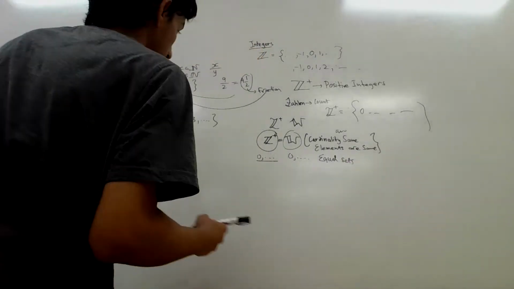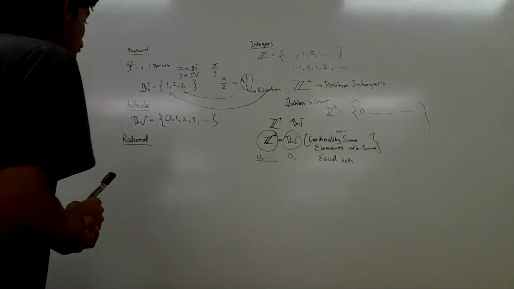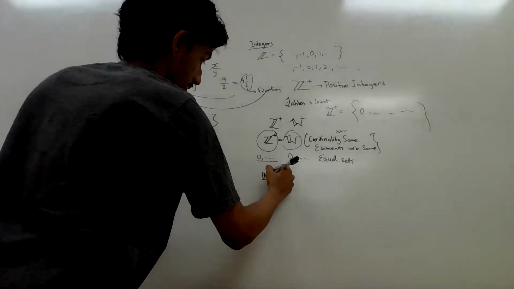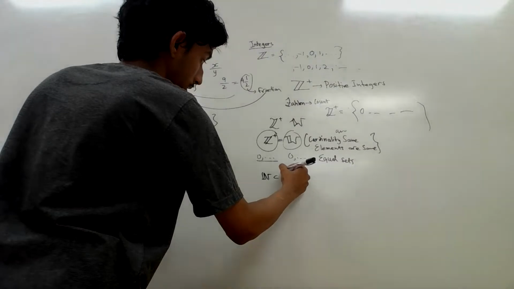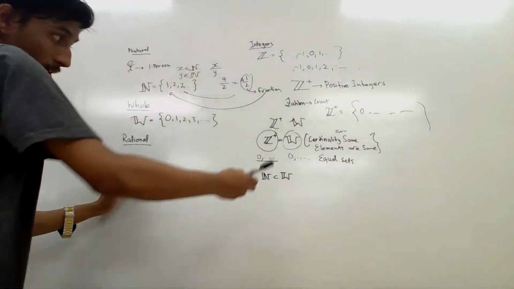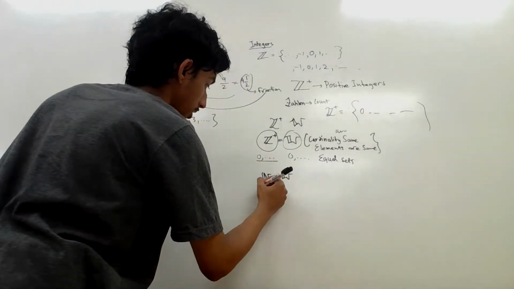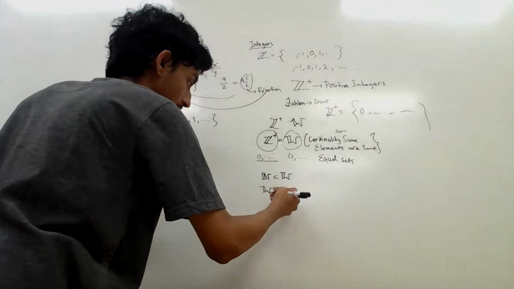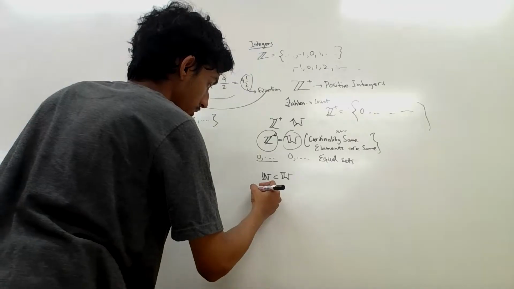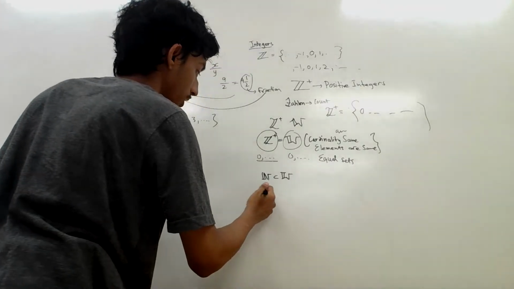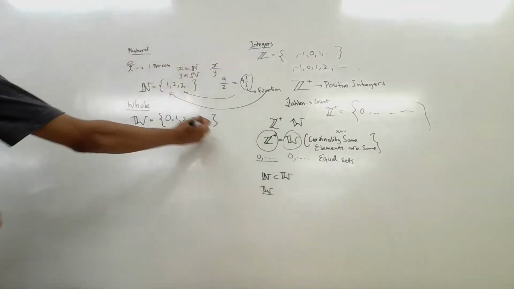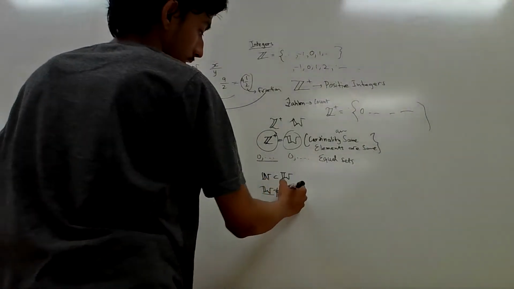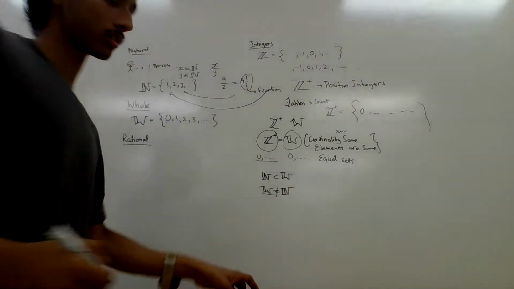Now, you may ask another question: are natural numbers a part of the whole numbers? Yes. The natural numbers are a subset of the whole numbers. Why? Because the whole numbers are bigger than the natural numbers with one more element. If you take the whole numbers, which start from 0 to infinity, this has one more element, which is 0. So you cannot write this. This is not true, but this is true.